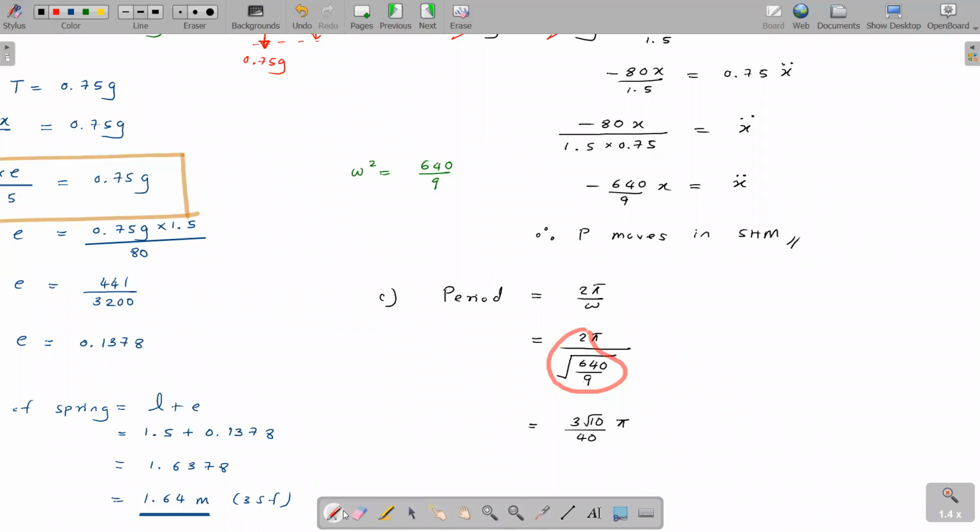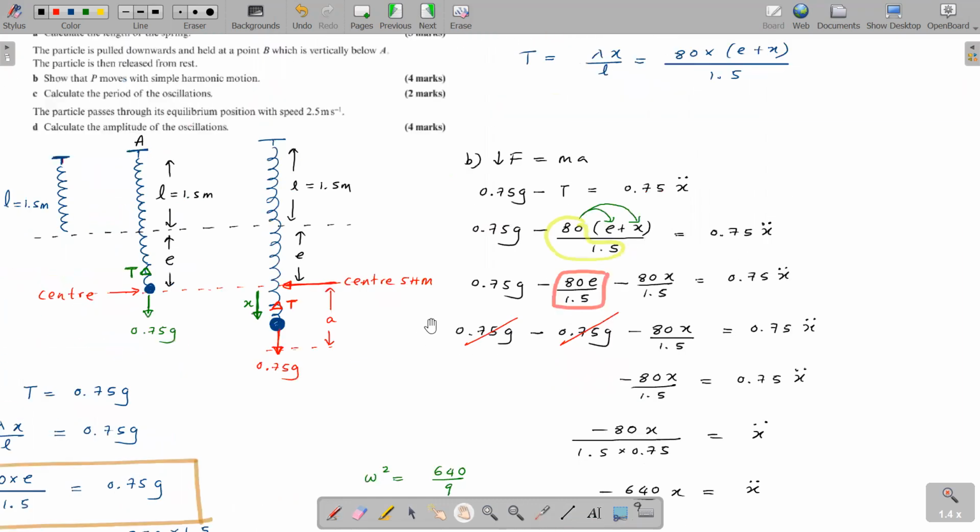Can I also have this period to 3SF? 0.745. It is 0.74509411, so 0.745 to 3SF. Is this clear? 0.745 seconds. Okay. Let's move to part B.